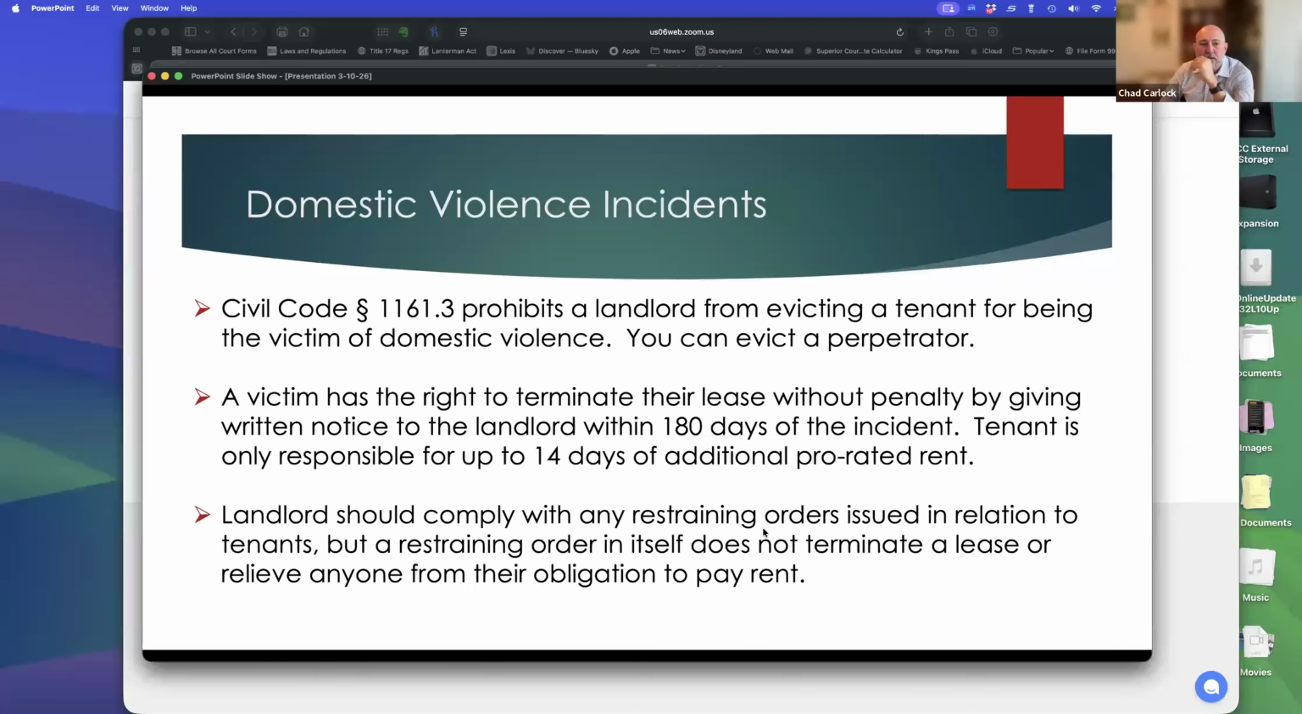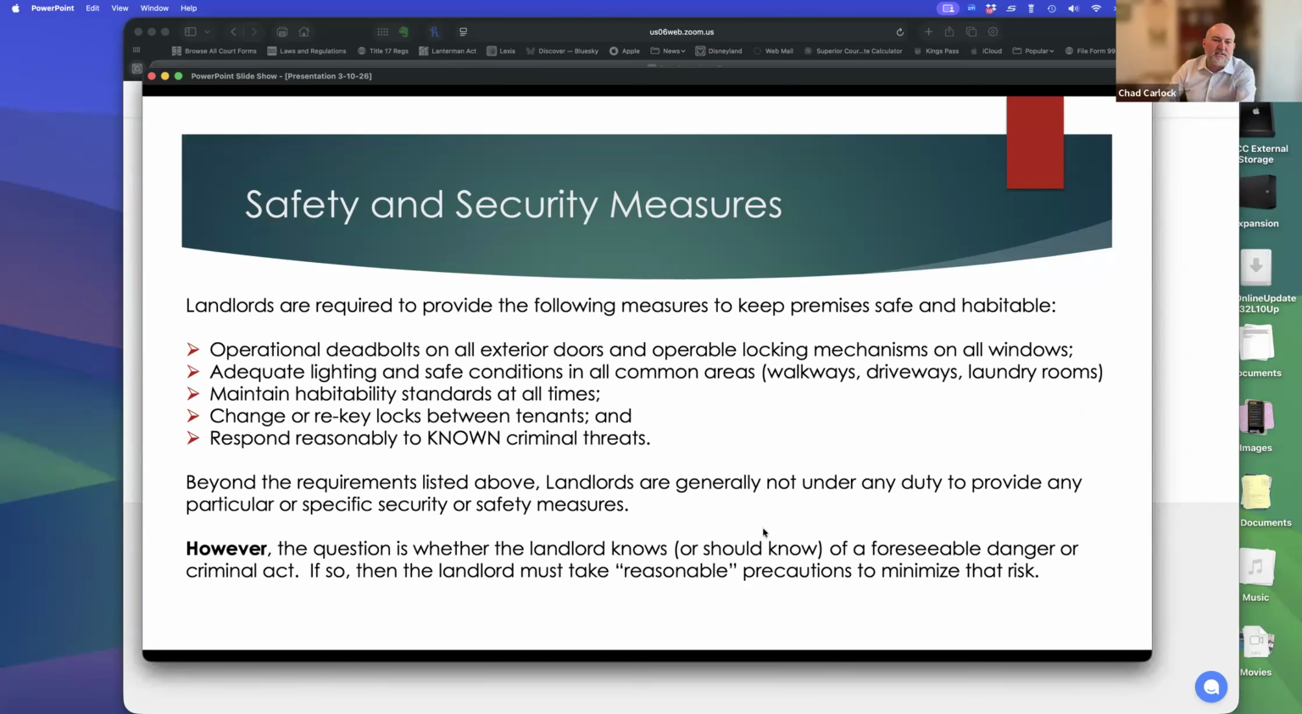In terms of safety and security, a lot of these things are related to habitability, the bare bones requirements that you have to meet. Operational deadbolt locks, not just locks, deadbolt locks on all exterior doors, and operable locking mechanisms on all windows. Those are the $3 things that you can get at the hardware store that go in the track and stop, or just a dowel that you lay in there that prevents people from opening the windows. All exterior windows are required to have those, at least at the beginning of the lease.